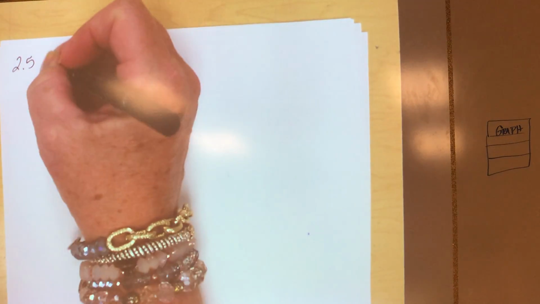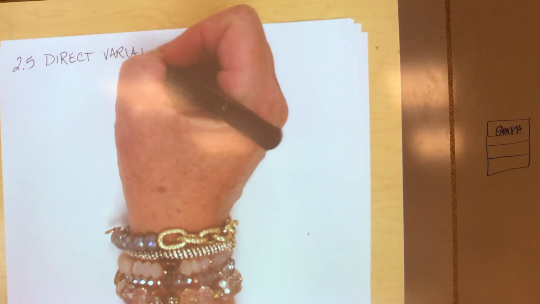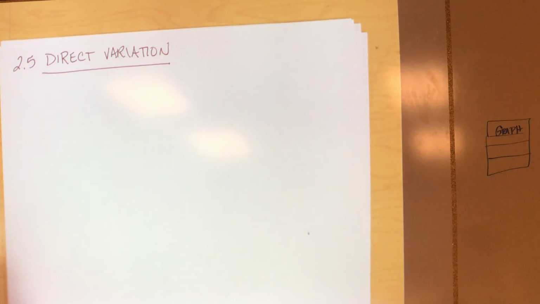2.5, direct variation. Okay, direct variation. There are two types of variation. There's a direct variation and an indirect variation. Back a long time ago, we used to talk about them at the same time. They were right next to each other in the math books, but now they have separated them and put them with the function that they go with. A direct variation is a linear function. It's a very special linear function, and we're going to talk about what that is. But an indirect variation is a rational function, so that's going to be more with the rational functions.